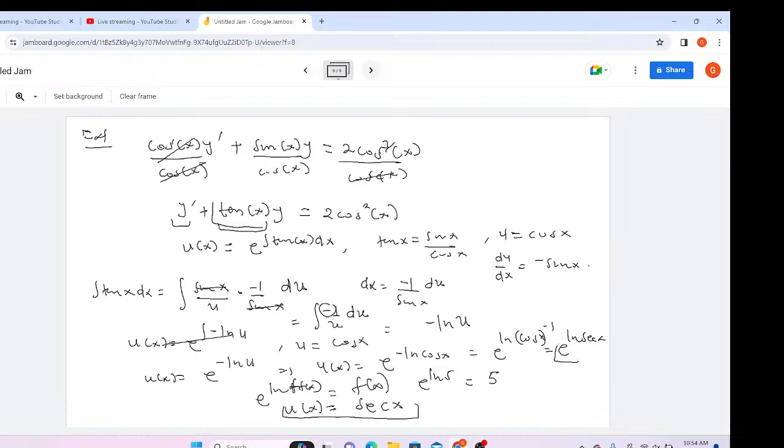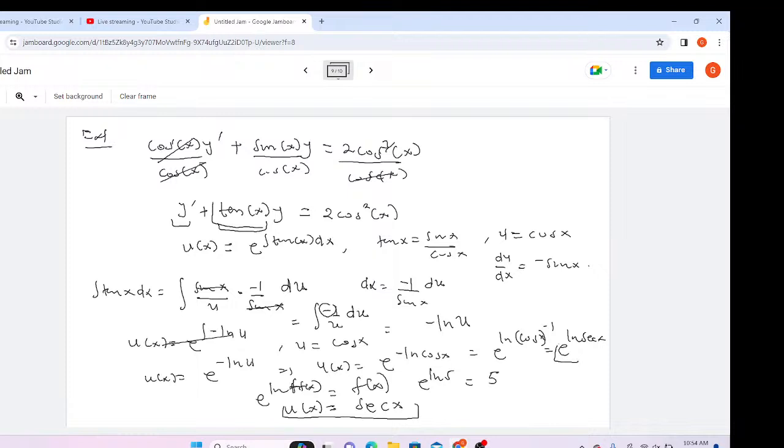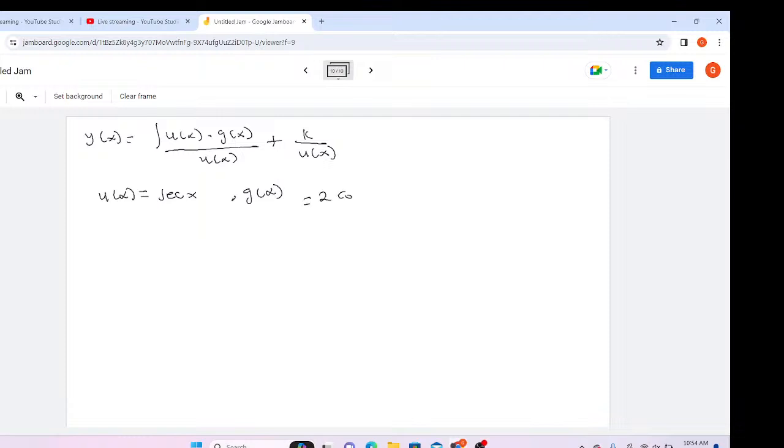So now that we have our u of x, we know that our y of x is equal to integral u of x multiplied by g of x, all over u of x, plus a constant k over u of x. We know our u of x to be sec x. Now what's our g of x? Our g of x is actually what's on the right hand side. So 2 cos squared x. Then we put it into the general formula.